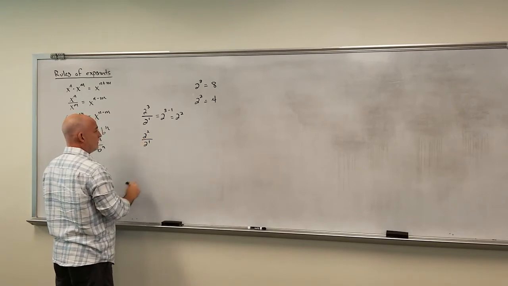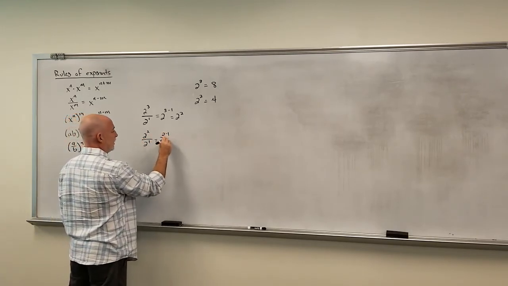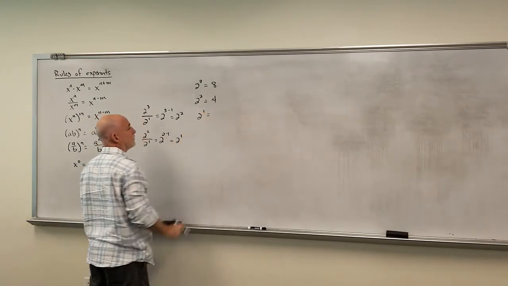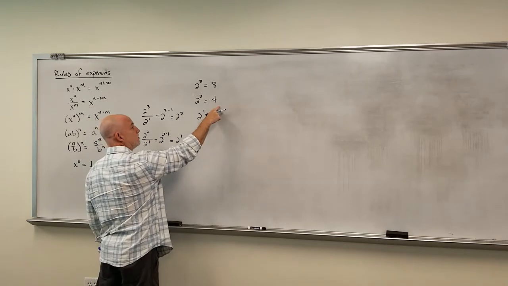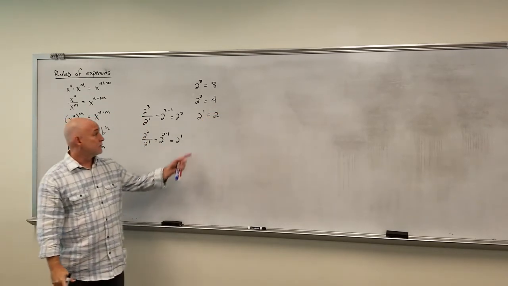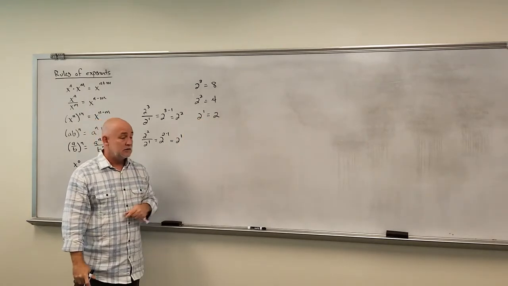So 2 squared divided by 2 would be 2 to the 2 minus 1, which is 2 to the first. If I divide the right-hand side by 2, 4 divided by 2 is 2. And again, notice we get a true statement, right? 2 to the first is 2.